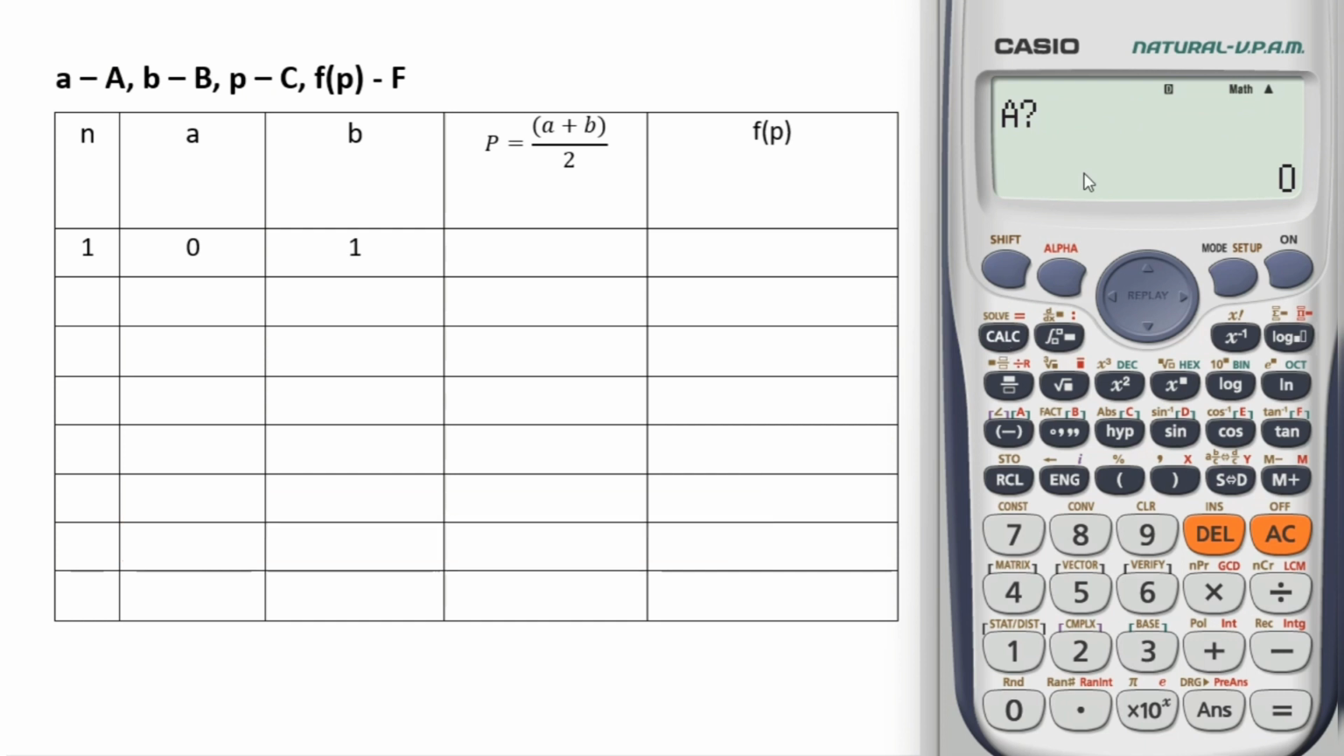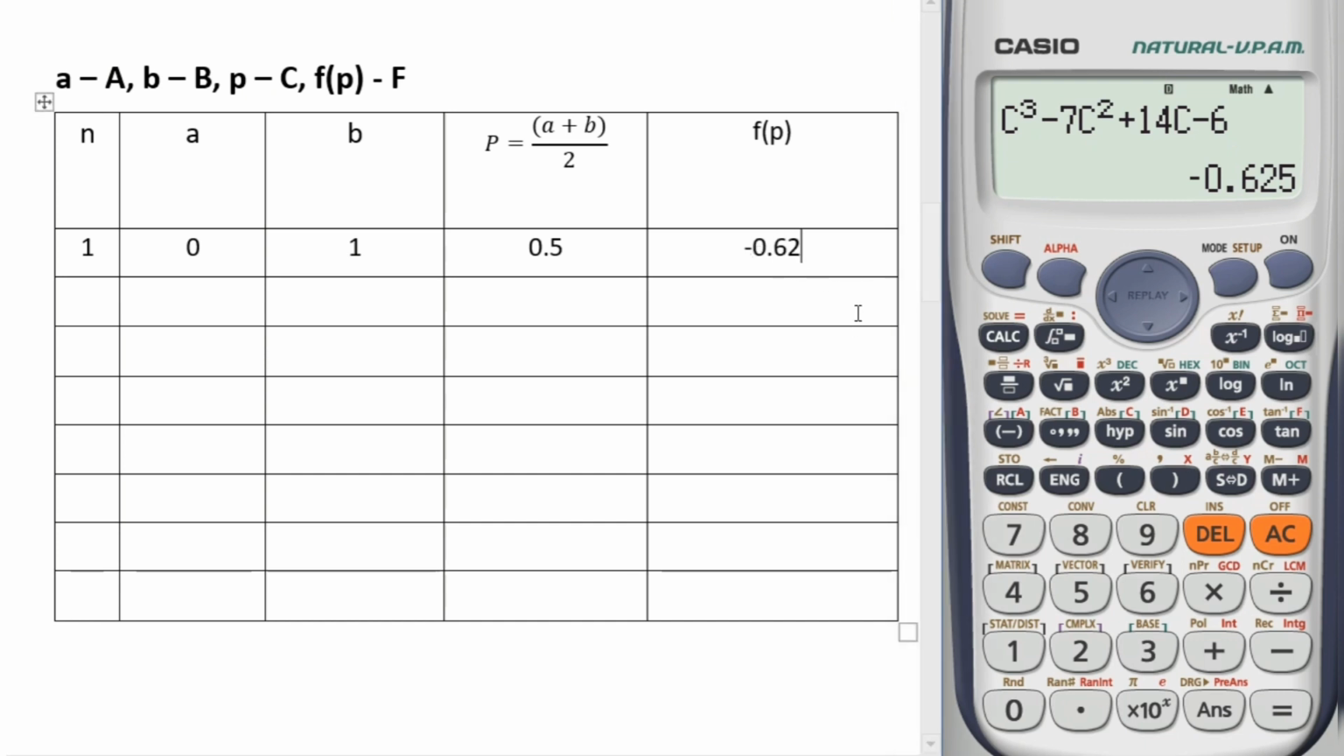Now we need to enter the values. Capital A is equal to 0. Click the equal button. For capital B, we enter the value 1, and click the equal button again. So we have 0.5 for C, and we type here 0.5. Next, click the equal button again. We have −0.625. Now click the equal button again. Then we have a negative sign for p equals 0.5.